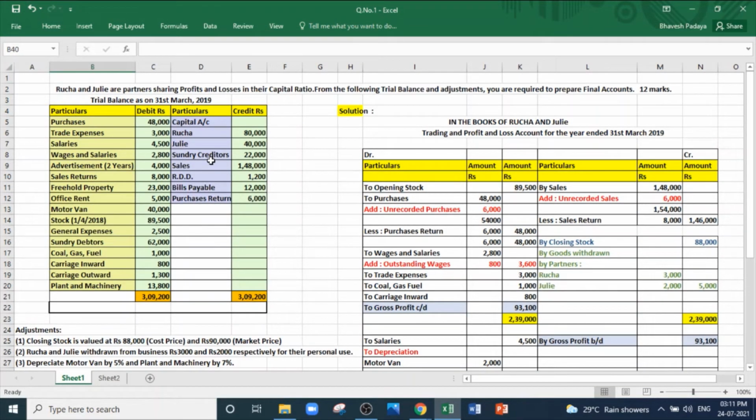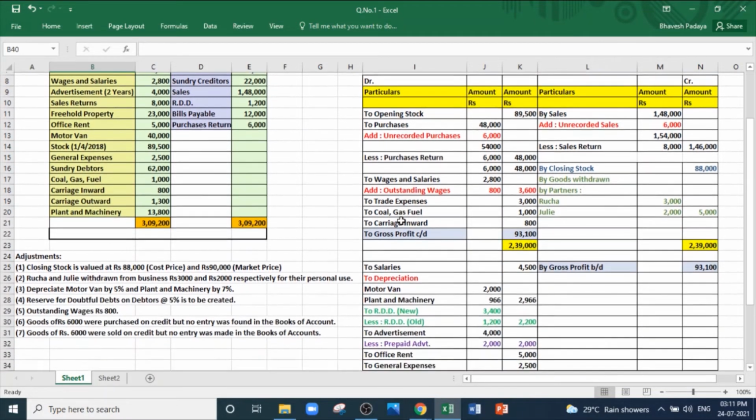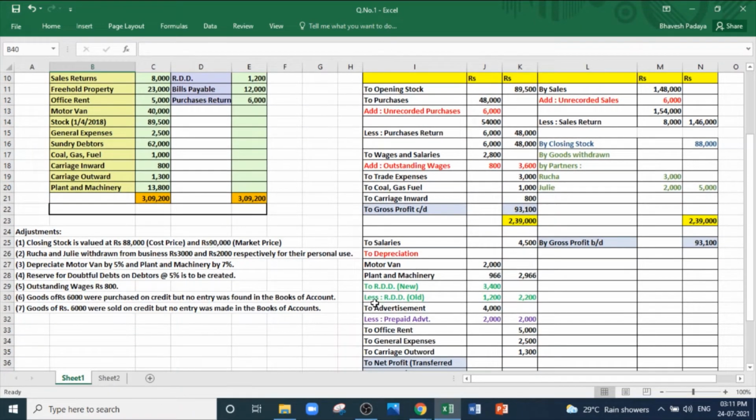Creditors, liability side. Sales, trading account credit side. RDD, this is old RDD which will be on the debit side of the RDD format, which will be reduced, that is less old RDD. Bills payable, balance sheet liability. Purchase return, less from purchases.